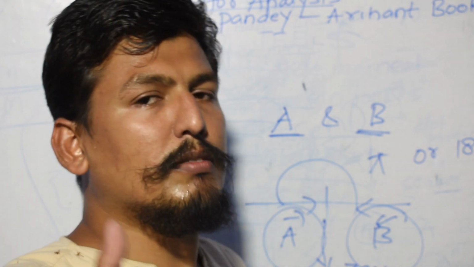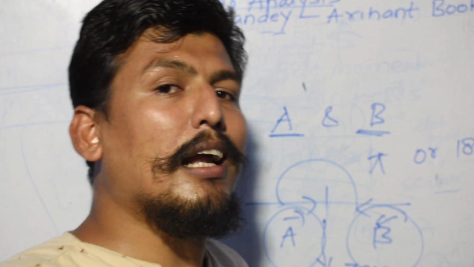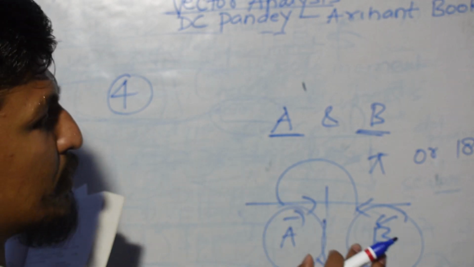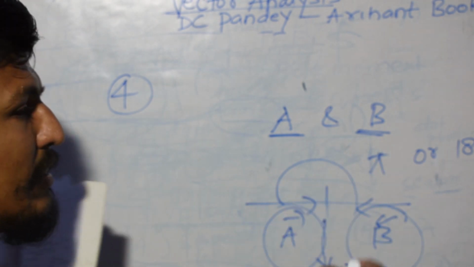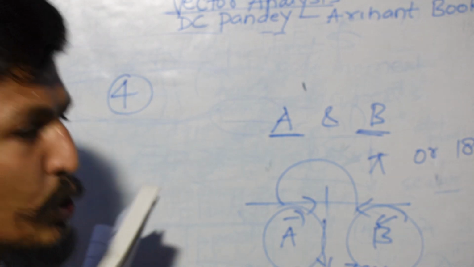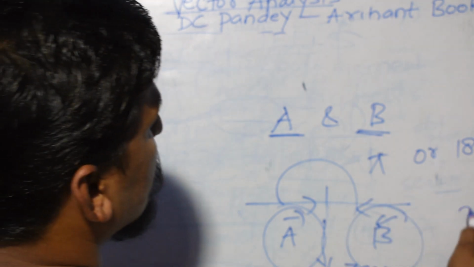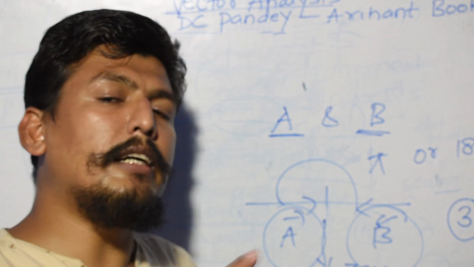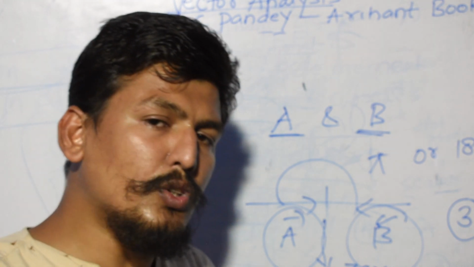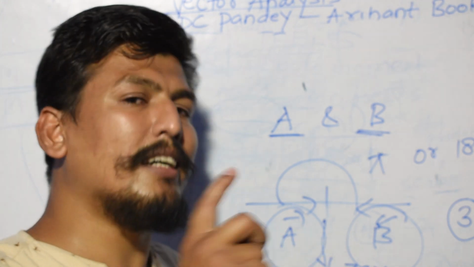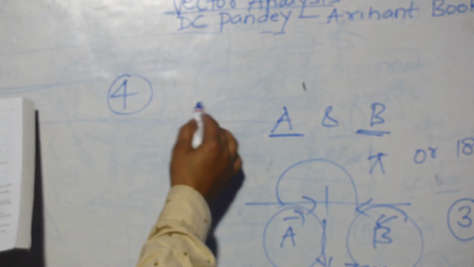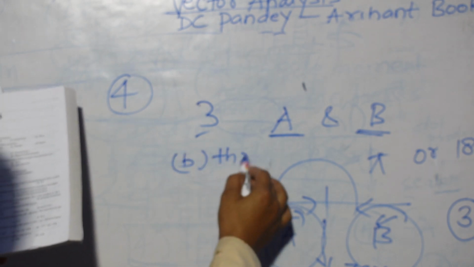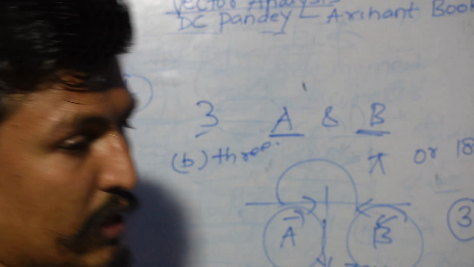Both magnitudes are not equal, they are unequal vectors. So in this case, the minimum number of vectors required such that the resultant is 0 is not 2. So the answer is 3. So the minimum number of vectors so that the resultant is 0 and all the magnitudes of the vectors are different is 3. So for question number 4, the right answer is the second option. The answer is 3.